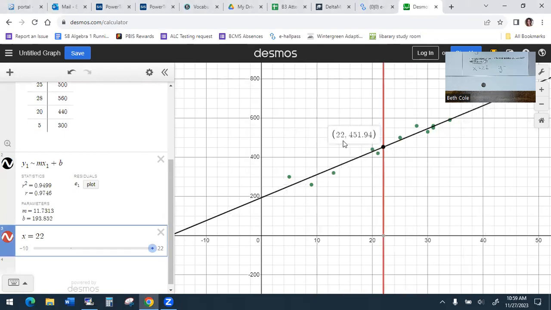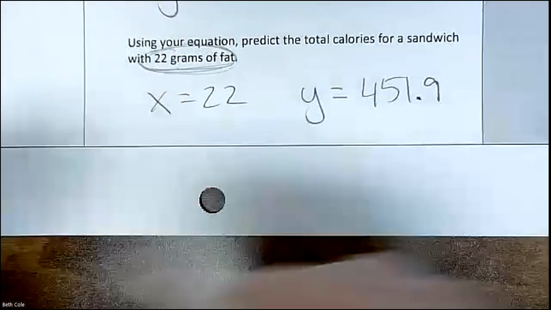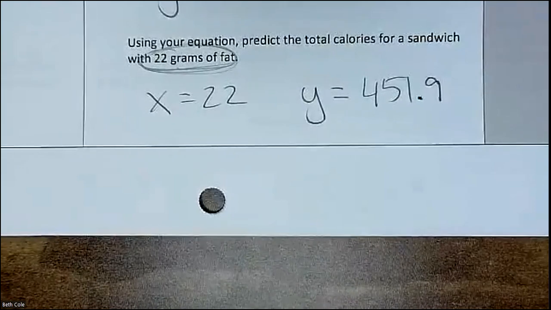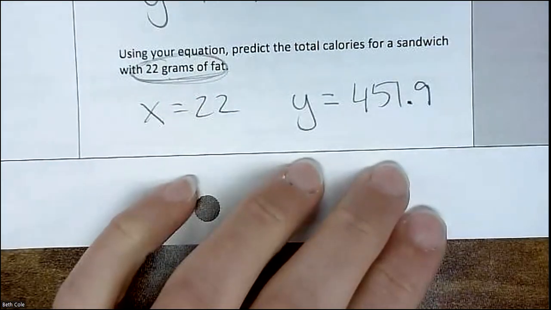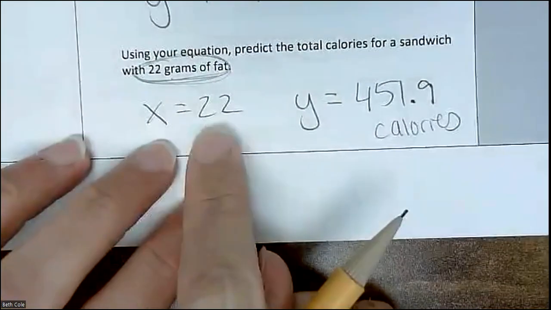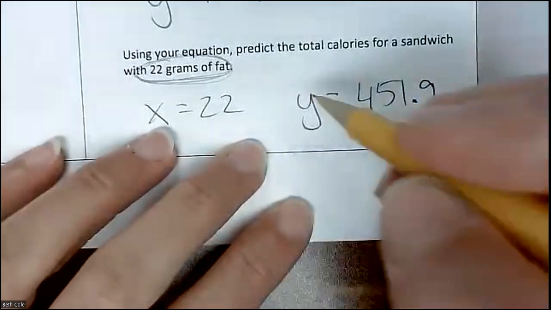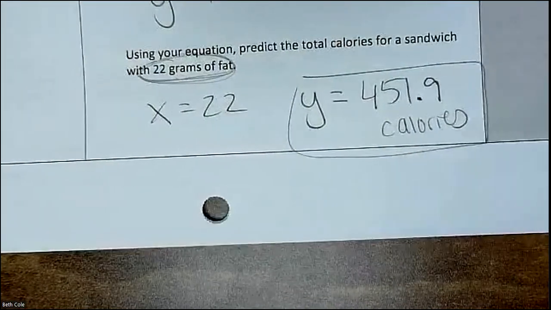I know it's kind of small, but it's 22, comma 451.9. So it would be 451.9, what? Dollars, hours, miles? It was grams, right? Or no, it's calories. X was grams of fat, Y was calories. So just look back at the table to see what your units were.